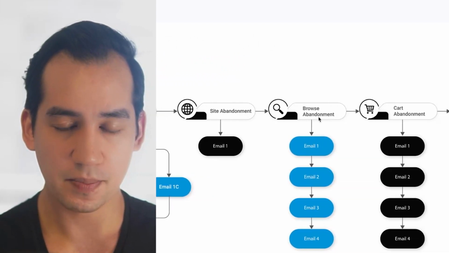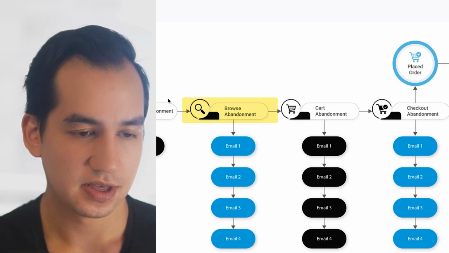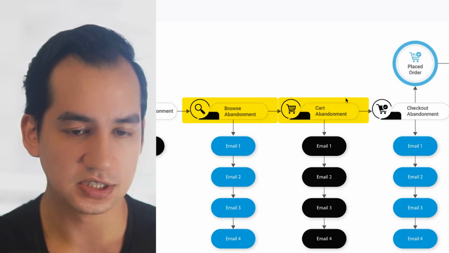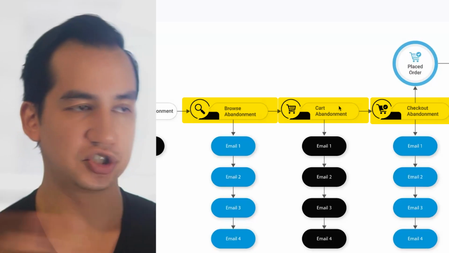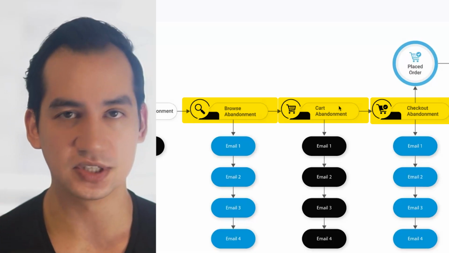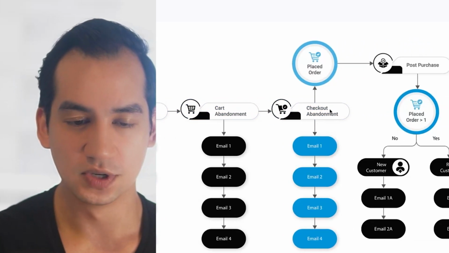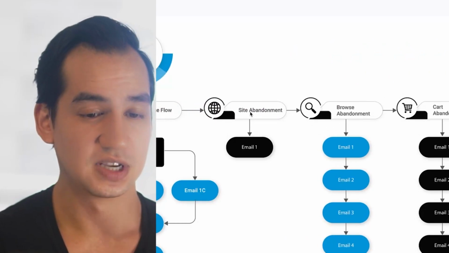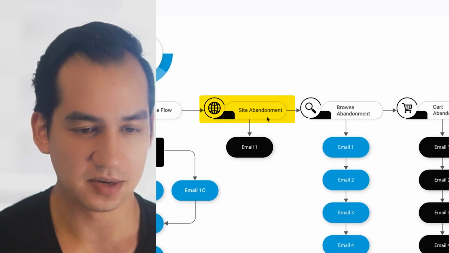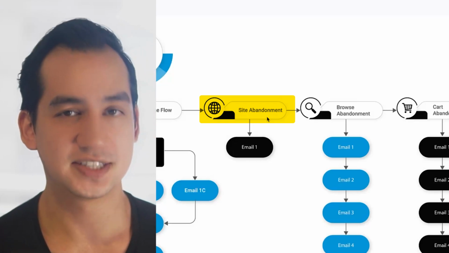Then depending on where they drop off in the sales funnel, they get entered into one of these flows. This is going to be tailored to whatever stage they're at, because at each stage they're going to have a different level of interest or intent. For example, somebody who is abandoning their checkout obviously is going to be more interested than somebody who just came to your homepage on this site abandonment and didn't proceed any further. So the messaging needs to be different and the content needs to be different.